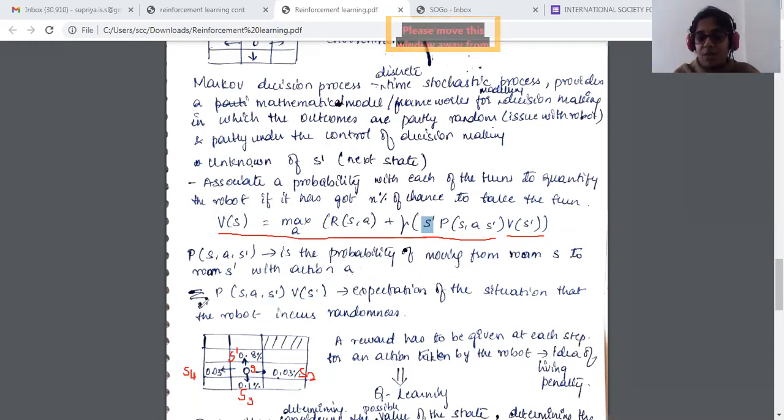So this total summation over S dash, when I'm adding all of these four, actually gives the expectation of the situation where the robot incurs randomness. As I told, randomness is which way it has to go. It is not clear. So when I perform all of these, it will give me the expectation, the correct value of where it has to go next. Okay. Now it is making that action.